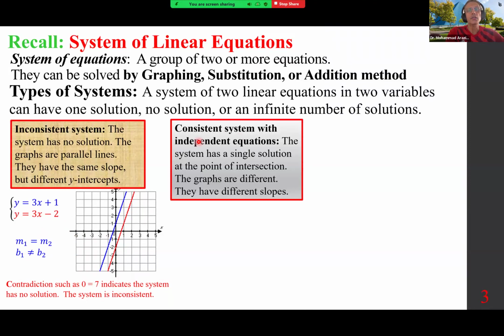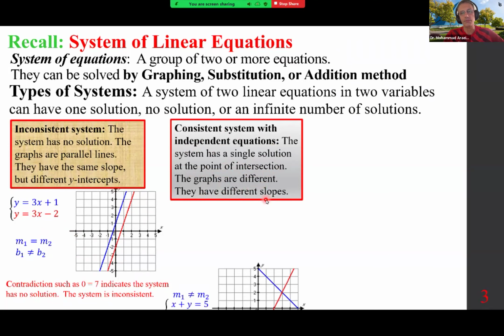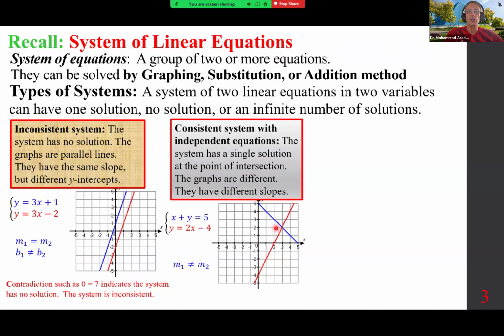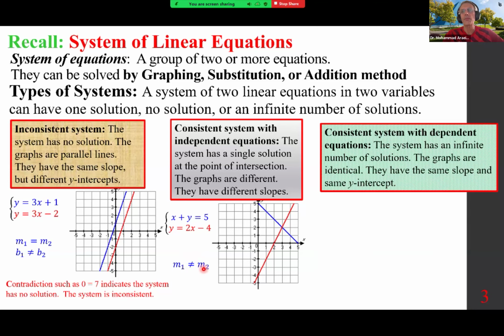A consistent system with independent equations. The system has a single solution at the point of intersection. The graphs are different. They have different slopes. So as you can see, the point of intersection is the solution. And if you were to solve for y, you will find that they have different slopes.